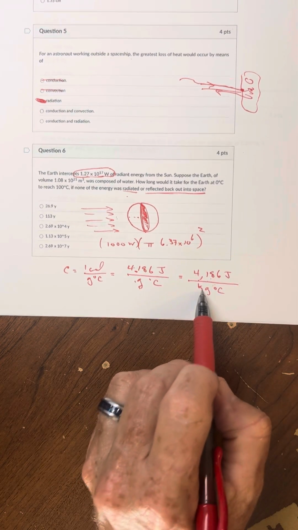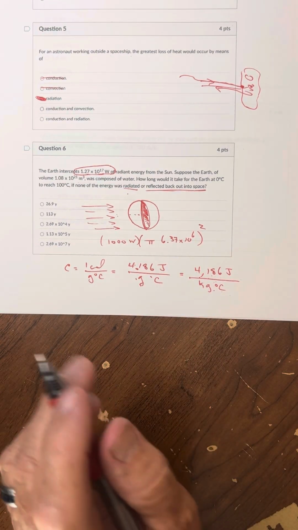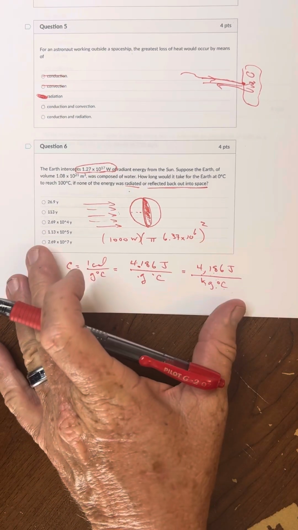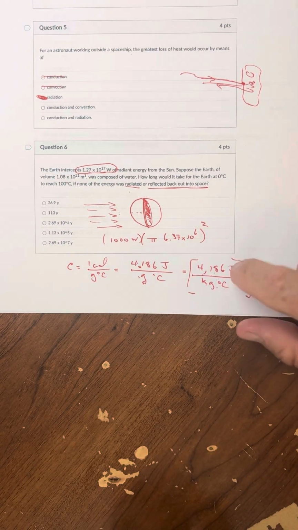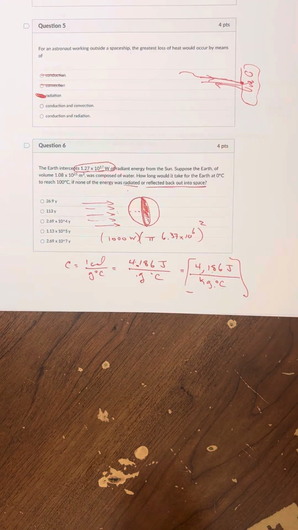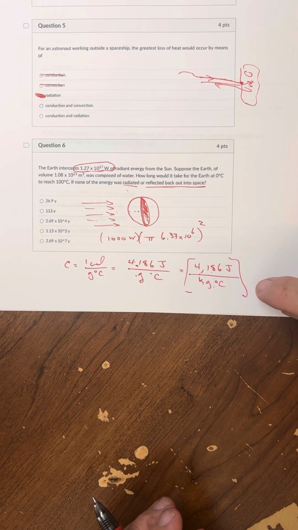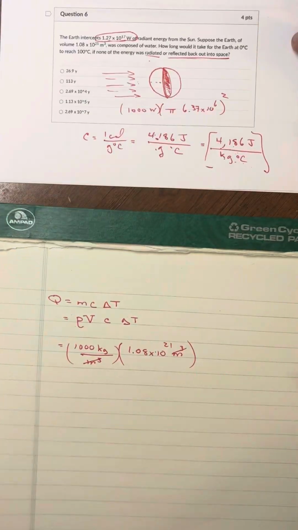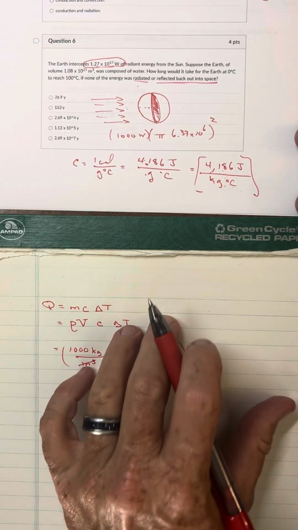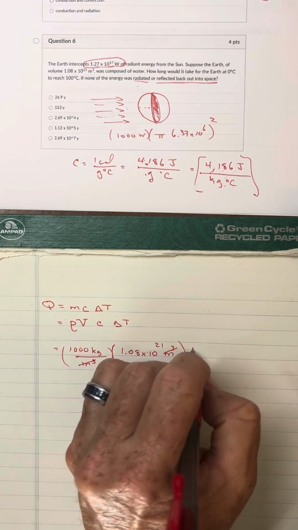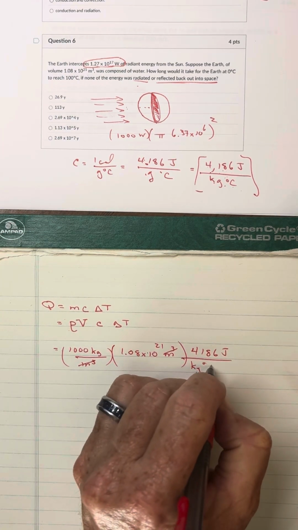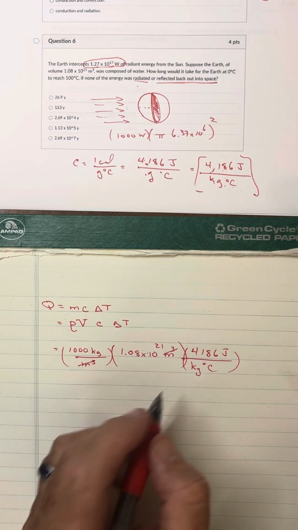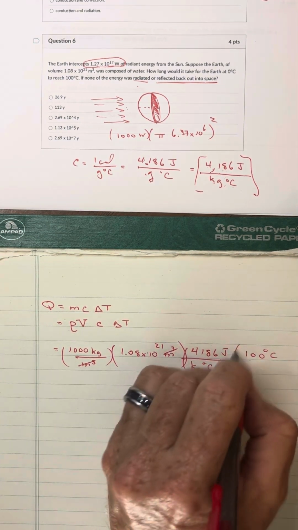4,186 joules per kilogram for each degree. Okay, good. I did it from memory, but you're not expected to know it from memory. Just look it up there in section 2. So I have that number, which we'll put right here: 4,186 joules per kilogram per each degree Celsius. And we are warming it 100 degrees Celsius.